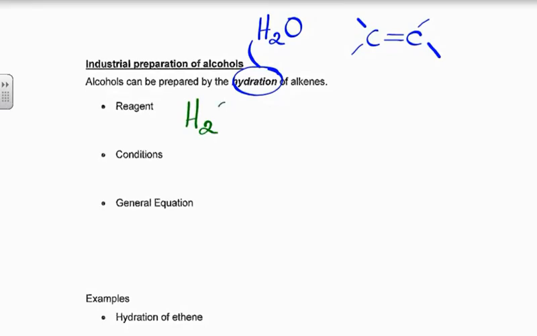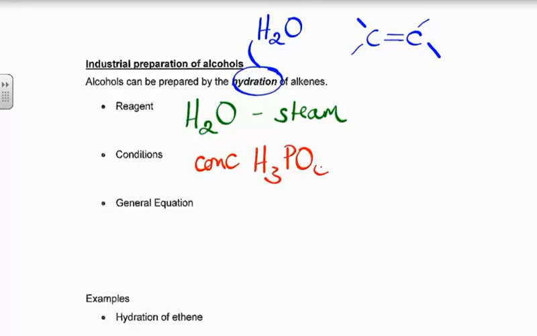To carry out this reaction, the reagent is obviously going to be H2O, although that's going to be in the form of steam. So this would be at fairly high temperatures, and the conditions that we need to talk about is the catalyst that we'd use, which is either a concentrated phosphoric acid catalyst or a concentrated sulfuric acid catalyst.